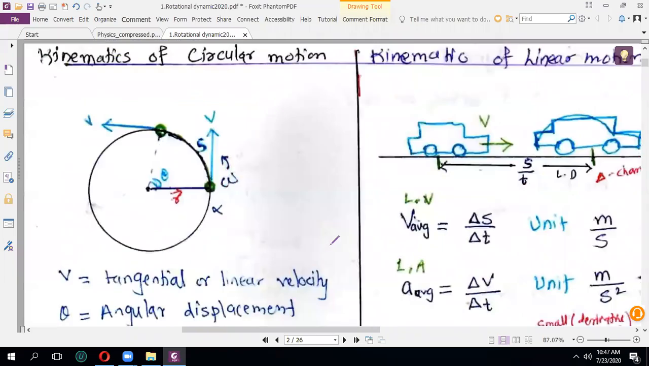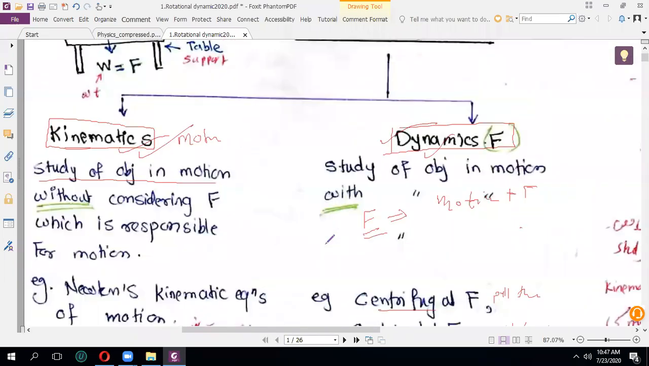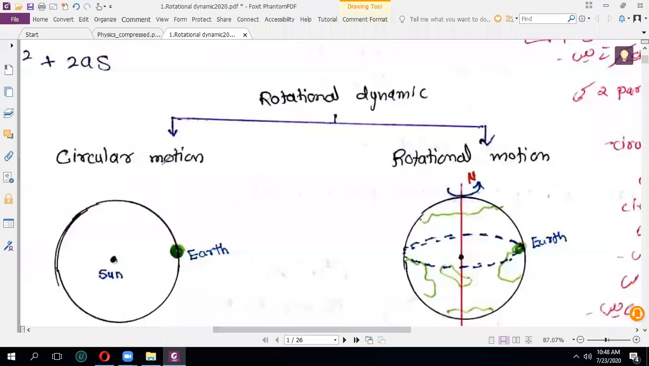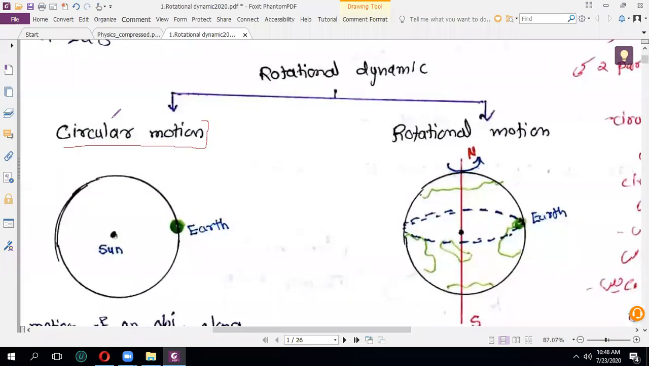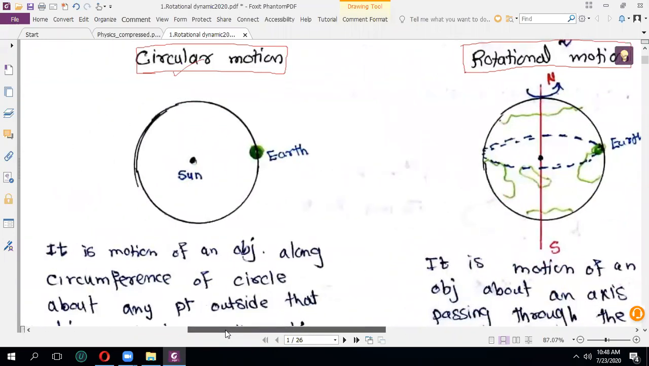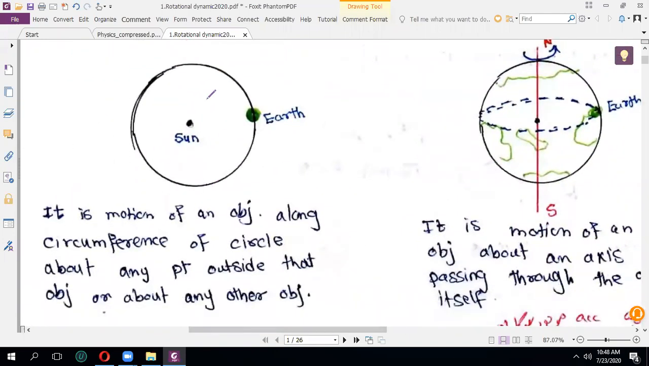Now, your rotational dynamics chapter is divided into two parts. One part is circular motion and the second part is rotational motion. Now, first we will understand what you mean by circular motion. We already know, from last time, the study of motion of an object.